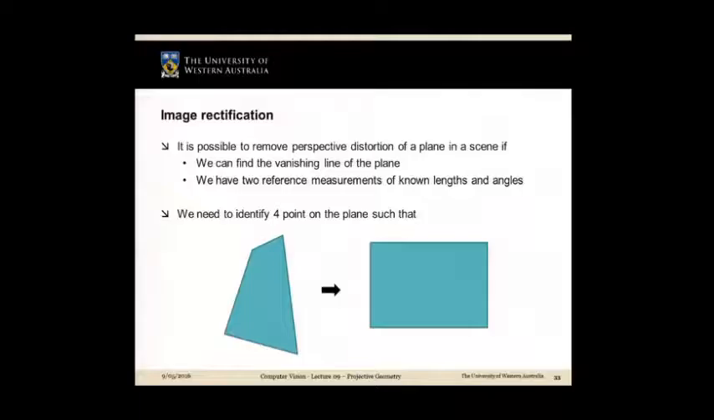So coming to the next important topic. Important topic is image rectification. It is possible to remove perspective distortion of a plane in a scene if we can find the vanishing line of the plane. You guys already know how to find a vanishing line. And we have two reference measurements of known lengths and angles. We need to identify 4 points on the plane in this particular way. How to do this image rectification? I'll explain them further in the next slides.